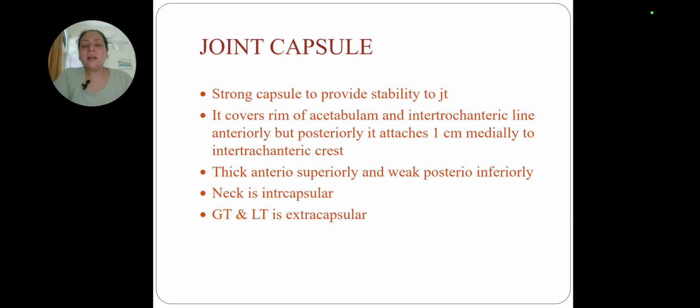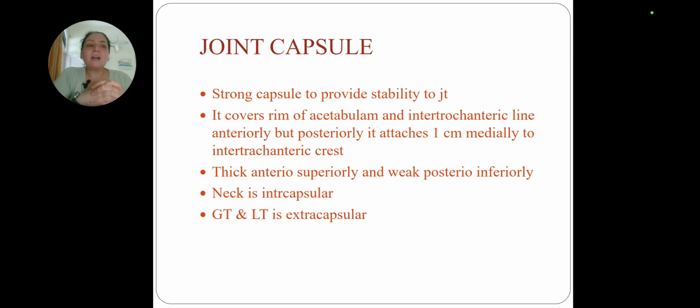Now regarding the structures, till now we have seen the articular surfaces, the forces acting on the hip joint. We have also seen the angles, the angle of inclination, angle of torsion, the central edge angle, and their clinical importance. Now let us see the structures which are responsible for bringing about the stability of the hip joint. It has a very strong capsule which brings about the stability.